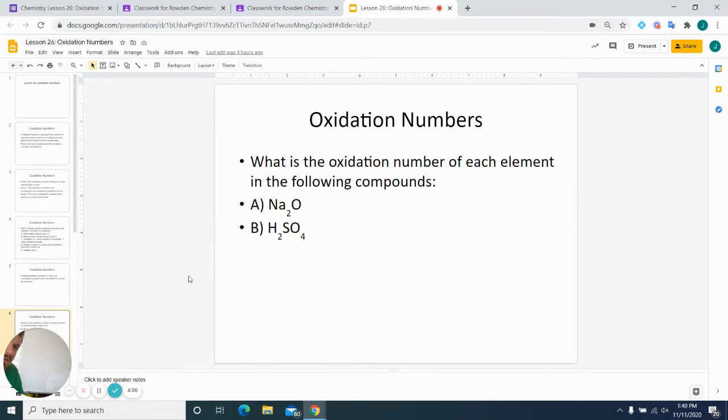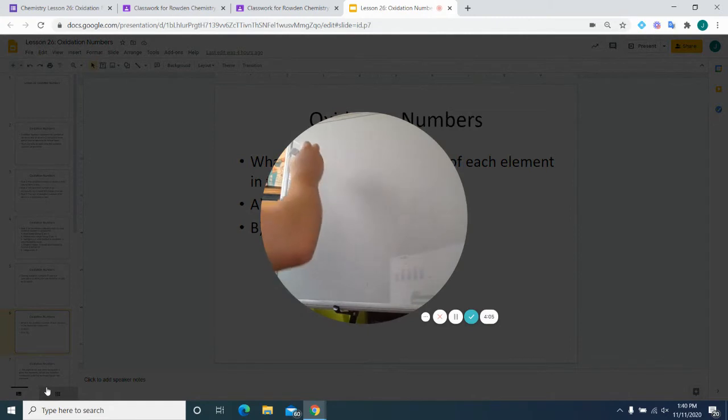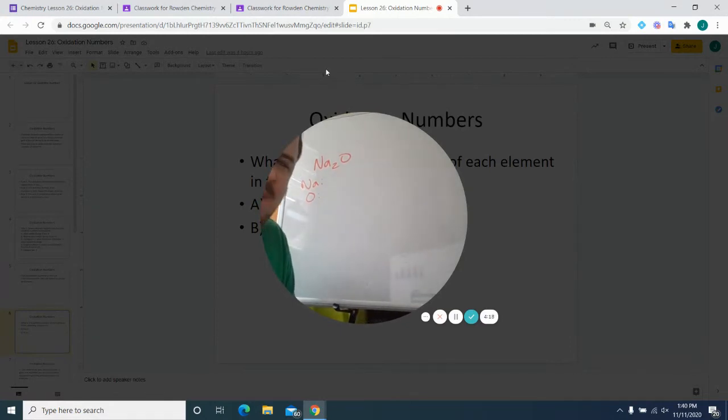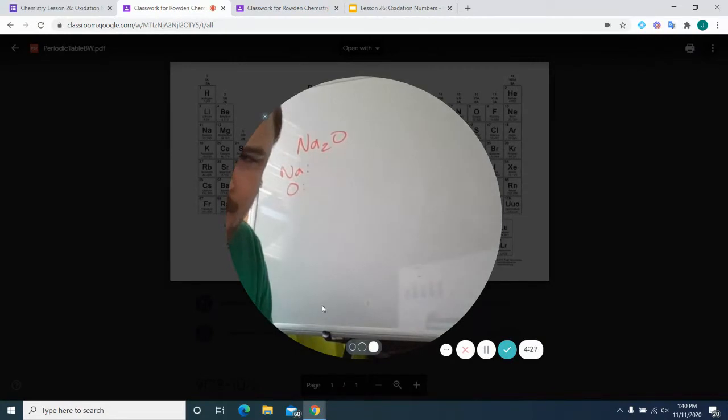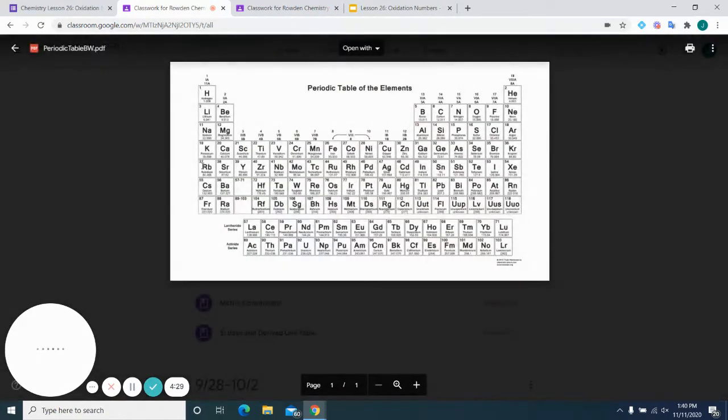What's the oxidation number? First we'll do Na2O. So the compound is Na2O. And what you'll be doing for these is figuring out what is the oxidation number of the Na, what is the oxidation number of the oxygen. So in order to do this, let's see, are any of these in that category for rule 4? Are either of them in group 1, which is always plus 1, group 2, which is always plus 2, oxygen, which is always -2, or group 17, which is always -1?